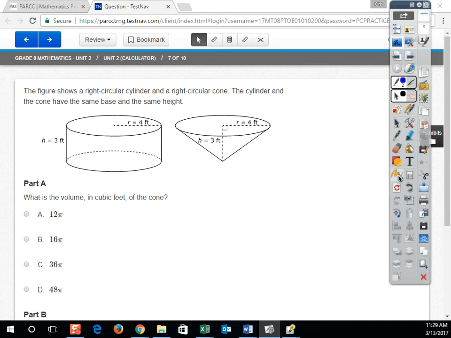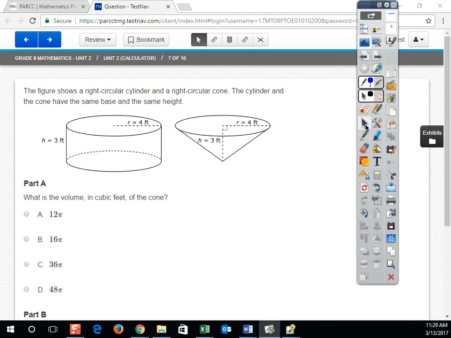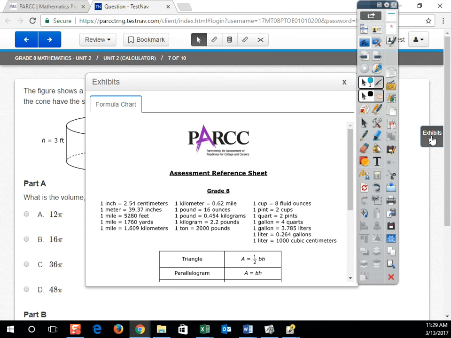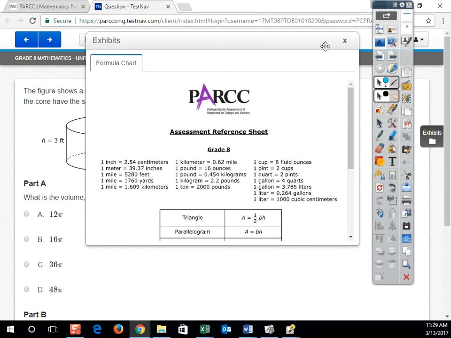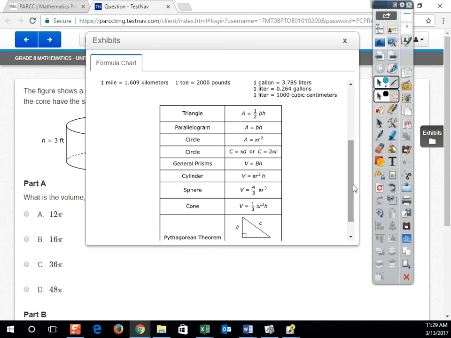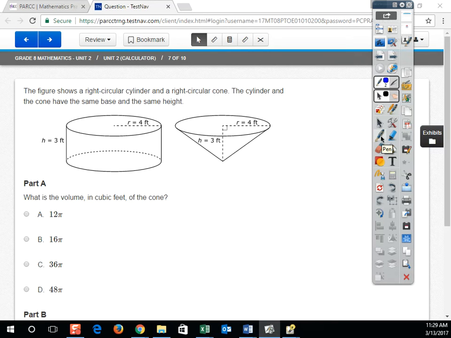Well, if I didn't remember the equations, here are my options. I can hit the exhibits and I can scroll down and look. It says the cylinder has a volume of pi r squared times the height, whereas the cone has a volume of 1/3 pi r squared times the height. So that was awfully helpful. Let's write those equations down. So for the cone, we have 1/3 pi r squared h. For this one, we just have volume is equal to pi r squared h.